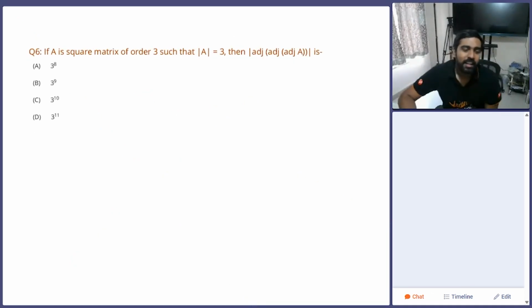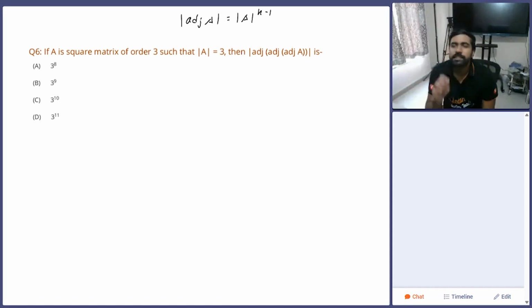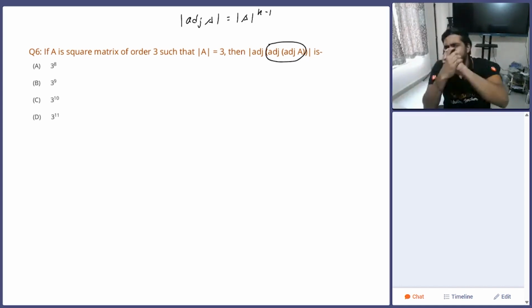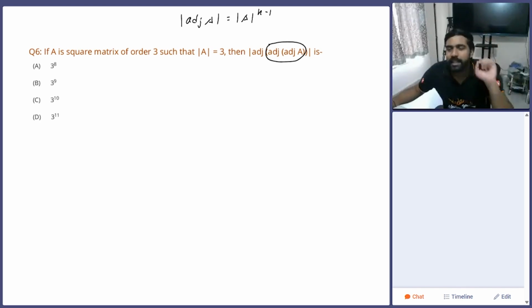Moving on. This is a very straightforward question. See, whenever you have this question, the only one logic that you have to use or remember is determinant of adjoint of A is equal to determinant A power n minus 1. This is the only funda that you have to use. Let me show you how. First of all, there's determinant of adjoint of something. Don't think about what is inside. There's some matrix over there whose determinant of adjoint you have to find. I can say directly what is this? This is determinant of adjoint of A whole power n minus 1. Order is 3. So it will be square.